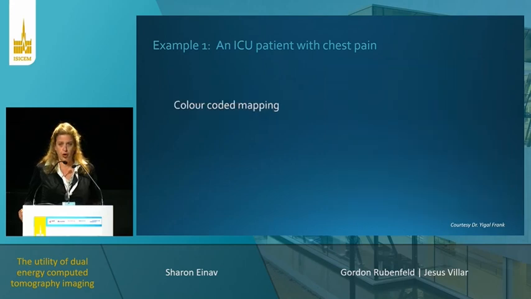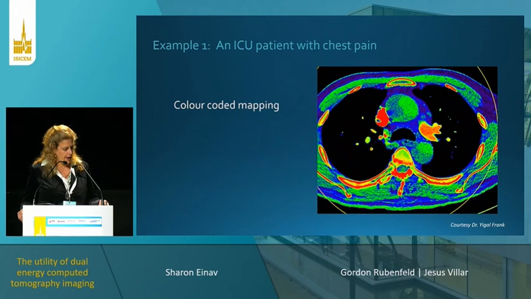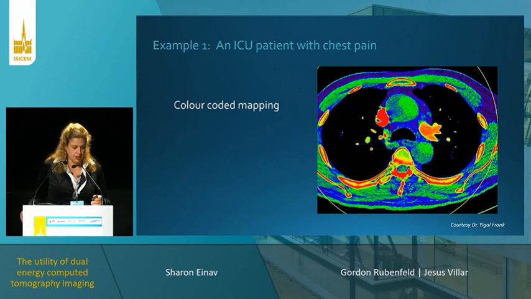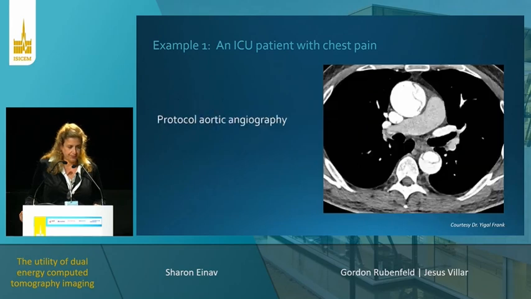So he did color-coded mapping. Again, this is all done with dual energy. You can see here that on this side there is more contrast than on this side. The green is the contrast, and that made us believe that the left side, the green part, is the true aorta, and the right side is the dissection. Then we did a protocol for aortic angiography, which was done for surgery because now we had the diagnosis, and you can actually see here the dissection.